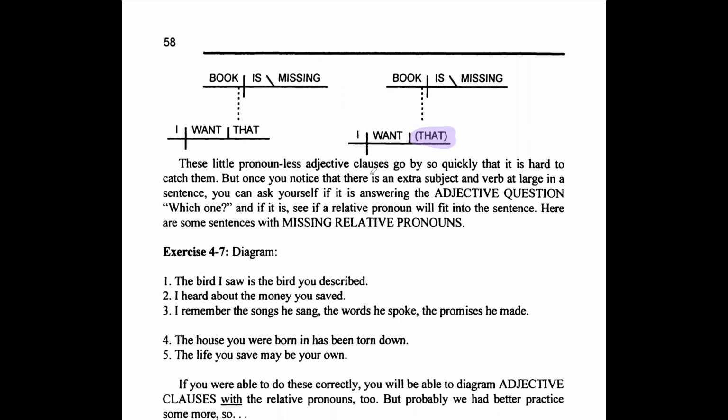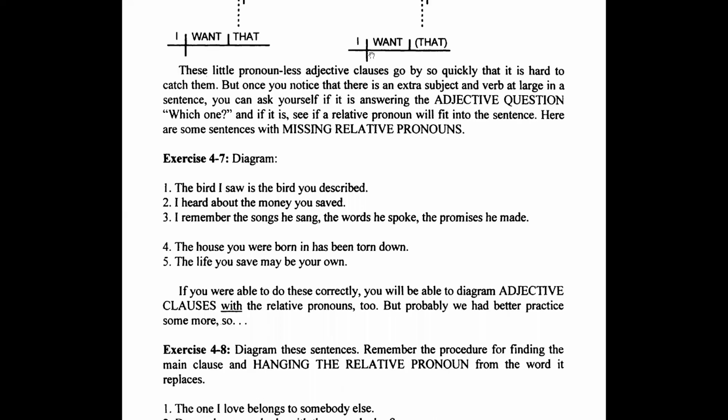These little pronoun-less adjective clauses go by so quickly that it is hard to catch them. Once you notice that there's an extra subject and verb at large in the sentence, that's what you're looking for, that extra subject and verb, you can ask yourself if it is answering the adjective question, which one? And if it is, see if a relative pronoun will fit into the sentence. Here are some sentences with missing relative pronouns. For these, diagram them. Pay close attention. Look for those missing relative pronouns that you won't find, but look for those adjective clauses.